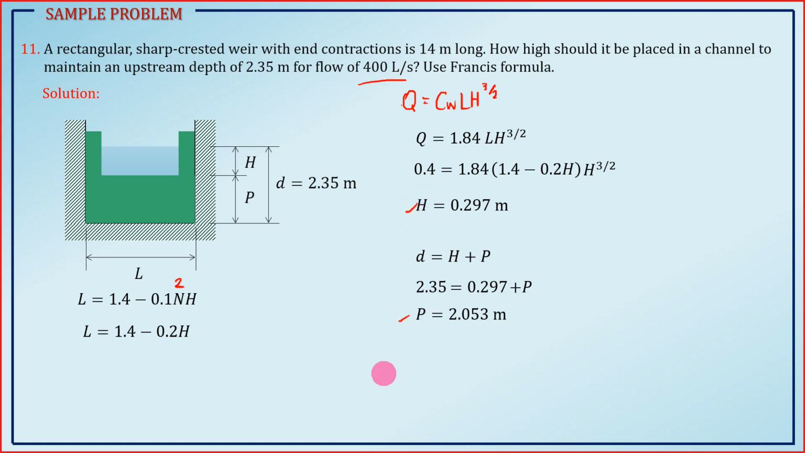Now that you have the values of H and P, you can check whether the ratio of H over P is less than or greater than 0.4. Let's check the value of the ratio of H and P: 0.297 divided by 2.053. So, what would be the value of our H over P?